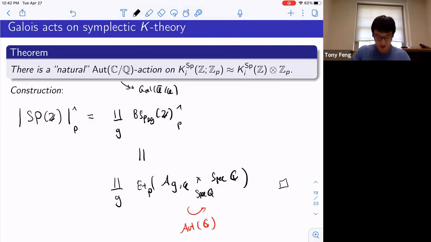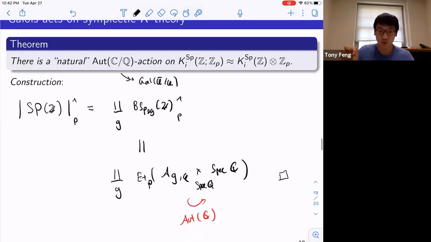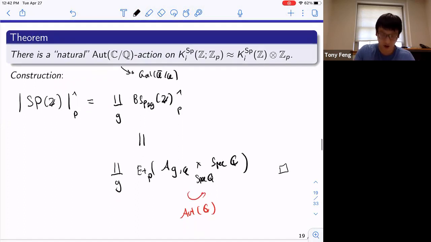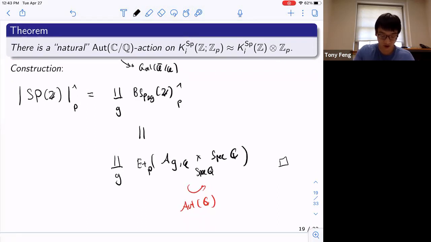If you want more details, there's a painfully long appendix in the archived version of the paper, which explains this in very large resolution of detail.